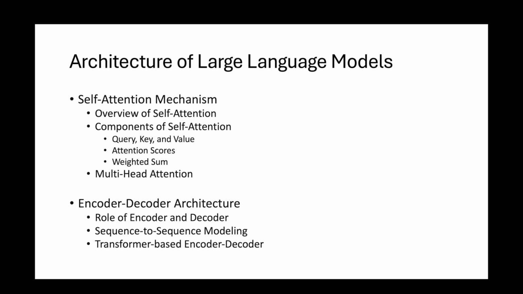Both the encoder and decoder consist of multiple layers of self-attention and feed-forward neural networks, enabling the model to capture complex relationships and dependencies between input and output sequences.